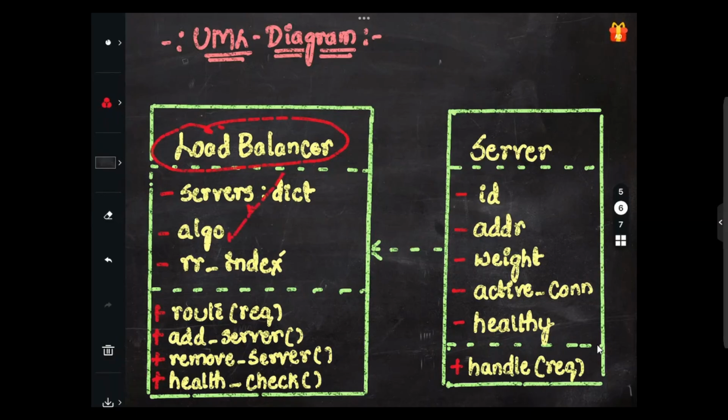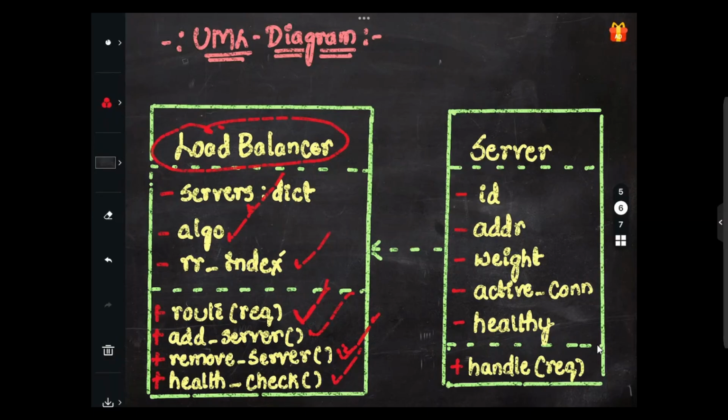Round robin index, right? So these are the helper methods: route of request, add server, remove server. We should be able to add servers, remove servers, as well as the health check. So this is in accordance with the criteria they have given in the question.